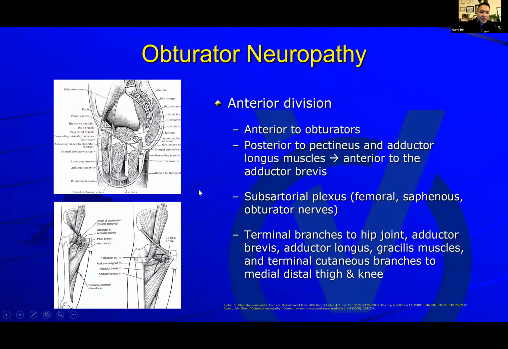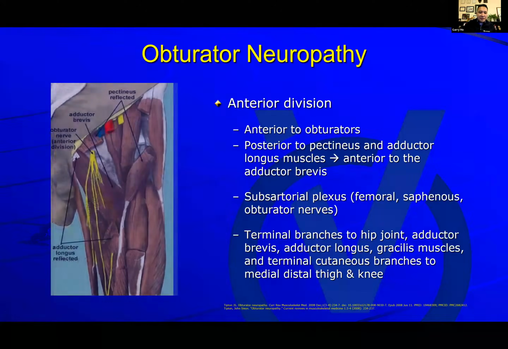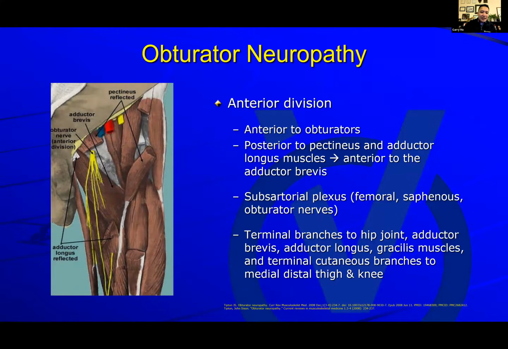Yep, so this is just more pictures showing that anterior division right here. The other thing to keep in mind is this tissue plane, where the adductor longus is, but it's also in the same tissue plane as where you eventually, further down, will find the sartorius. What's interesting about that is the anterior division of the obturator nerve gives off communicating branches that communicate with the saphenous nerve, which we'll talk about later, in the subsartorial plane. And we'll return to that in a moment. So there's some pictures showing what that might look like.